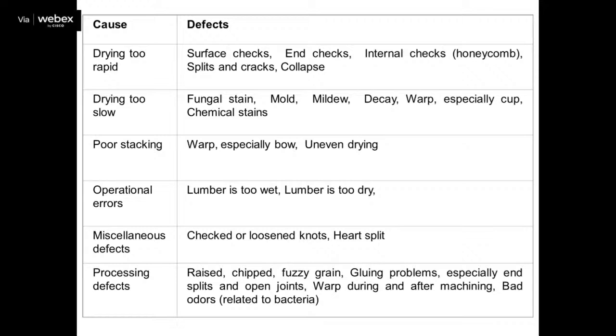Then there are operational errors. Then there are defects such as knots which are present. There are two different kinds of knots, the live knot and the dead knot. These are the defects which may arise. There are some natural defects and some seasoning related defects, which can be prevented when we are properly drying the timber.